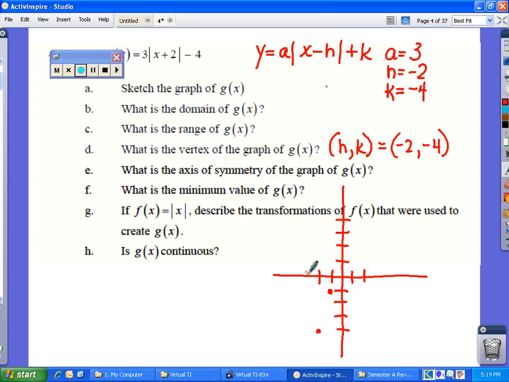Because this is a symmetric function, we know that we have another point on the other side of what would be the axis of symmetry. I'll draw that in a moment. 1, 2, 3, and over 1. Do the same thing on the other side.